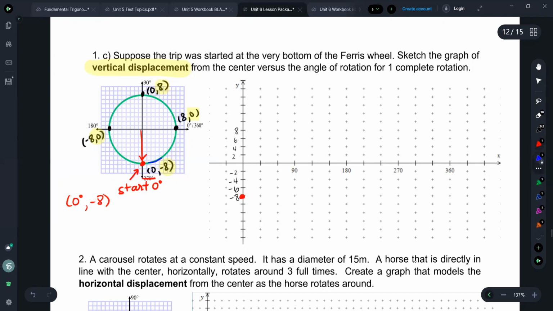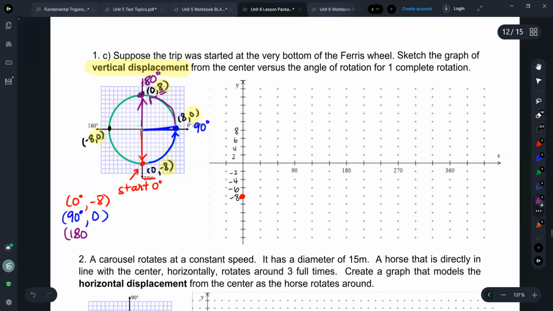Okay, still rotating counterclockwise. How far have I rotated from where we started now? If I rotate up to this next point here, 90, 0, because now we're in line with the center. We're not above or below it at all. Okay, next point, how far have we rotated now? 180, and we're looking at the y coordinate at this location. We're now 8 units above the center.